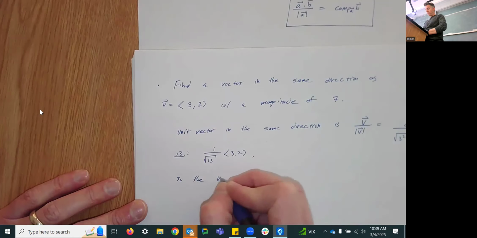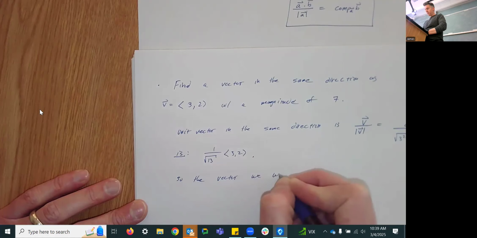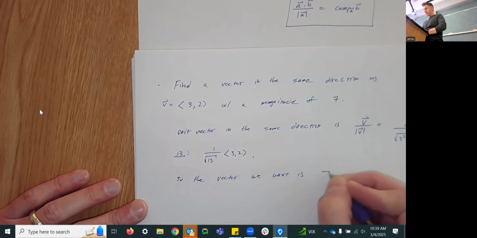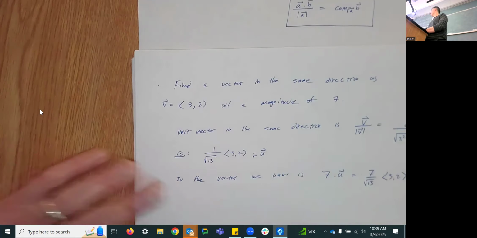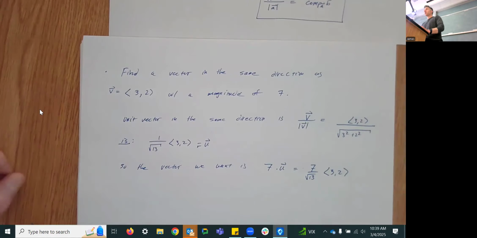So the vector we want is 7 multiplied by this unit vector that we just found, which is 7 over root 13 times the vector 3, 2. We'll write off to the right here, sorry. So that's the idea. If you're ever trying to find a vector and you're describing it as a length and a direction, you simply take the length of the vector and multiply it by the unit vector that's in the correct direction.